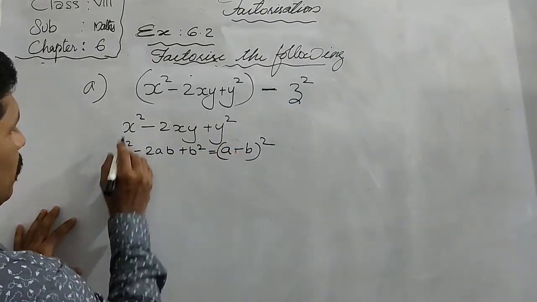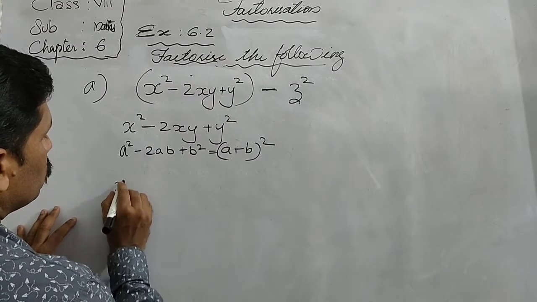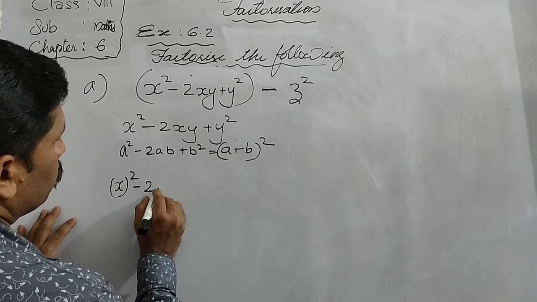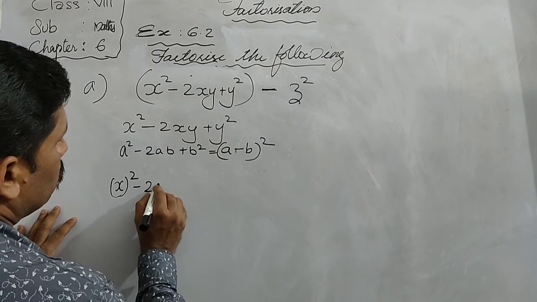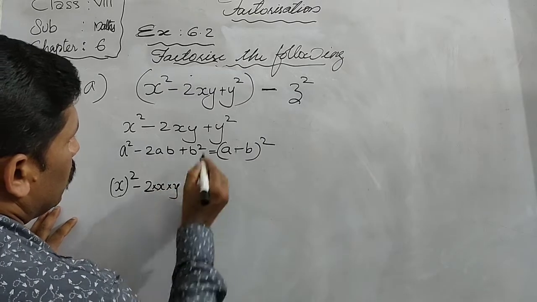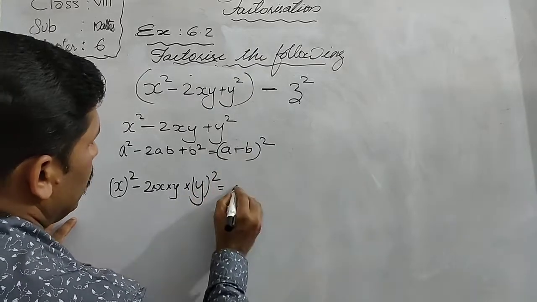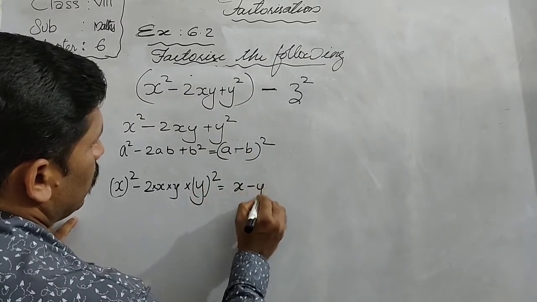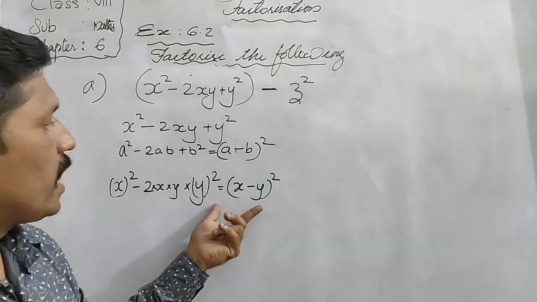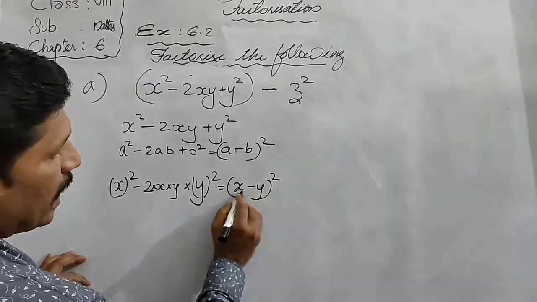Here a square means x square, therefore a means x. Then minus 2 into x into y, minus y square. Y square means (y) all square. That is equal to (a minus b) all square. A is x and b is y, so (x minus y) all square. So now this trinomial we have factorized. Now we can rewrite the question. After factorization we got (x minus y) all square.